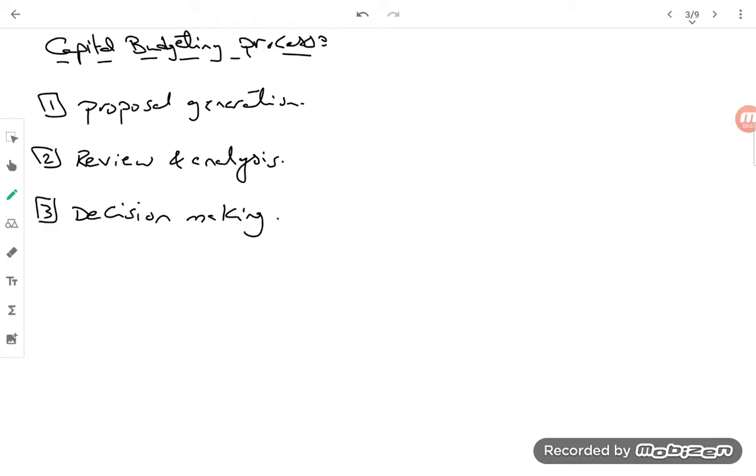This is going to depend on the dollar limits, the amount of money available in the firm, and the expected profit of each one of the projects. Okay. Number 4, implementation. After the selection of the best project, we have to start implementing this project. And finally, follow up.